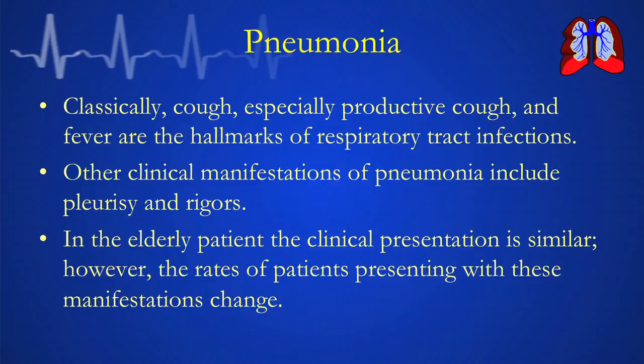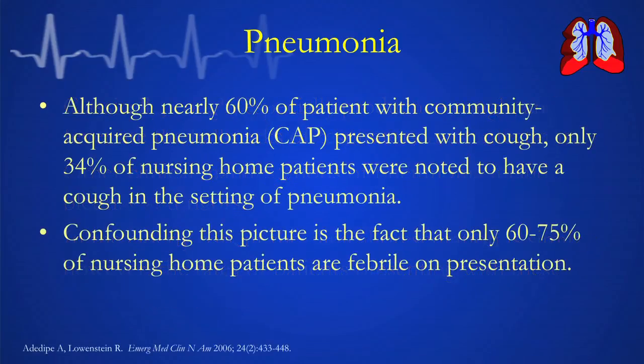Classically, cough, especially productive cough, and fever are the hallmarks of respiratory tract infections. Other clinical manifestations may include pleurisy and rigors. In the elderly patient, the clinical presentation is similar. However, the rates of patients presenting with these manifestations change. Although nearly 60% of patients with community-acquired pneumonia presented with cough, only 34% of nursing home patients were noted to have a cough in the setting of pneumonia.